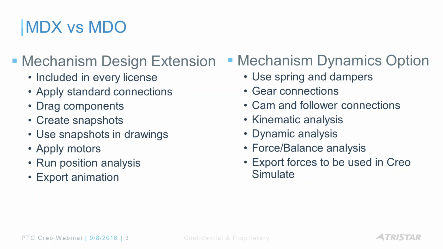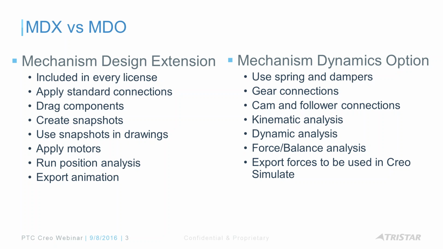This will allow you to apply standard connections. You can drag components around. You can create snapshots. You can use the snapshots in a drawing. You can apply motors. You can run position analysis, which is pretty much just the basic analysis, just testing your mechanism. It will allow you to export your animation as well. So that's going to be kind of the basic portion of mechanism design extension. Again, this one is included with every seat of Creo Parametric.